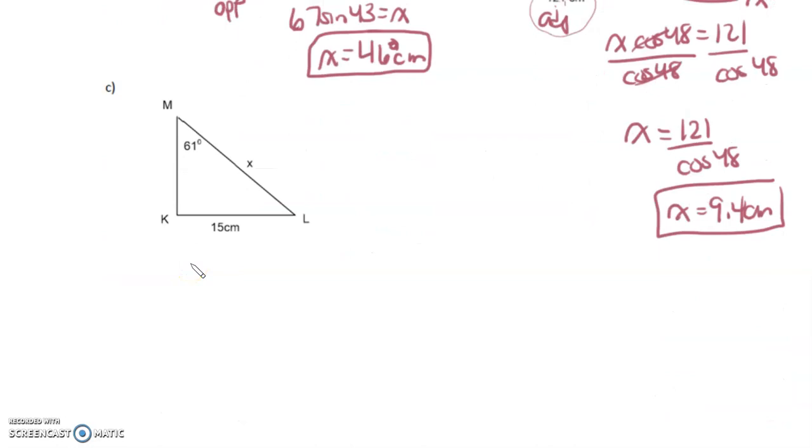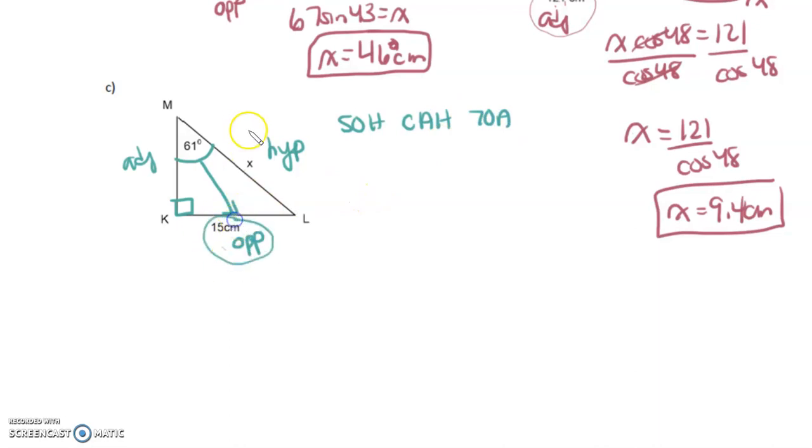Okay, and the last one, C. Okay, so identify the angle we're using, and now label the opposite, the adjacent, and the hypotenuse. Write out SOHCAHTOA. We are given the opposite, we want the hypotenuse. So sine, cosine, or tangent. Sine has opposite and hypotenuse in there. So we're going to go sine of m equals opposite over hypotenuse.